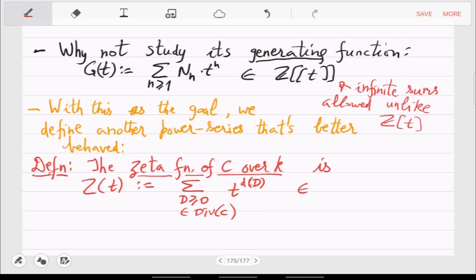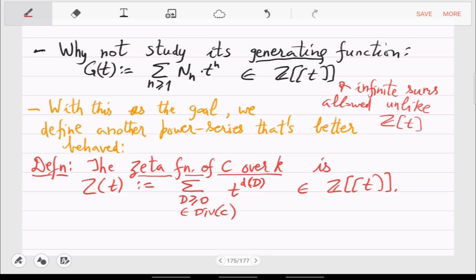Okay, so this clearly lives in power series over integers. So this is what we will use. Right now it is not clear what is the relationship between the thing which we are interested in computationally, that is the count of points, and this thing which is far more abstract because it took us so much development to get to divisors. And this is summing over all the non-negative divisors.